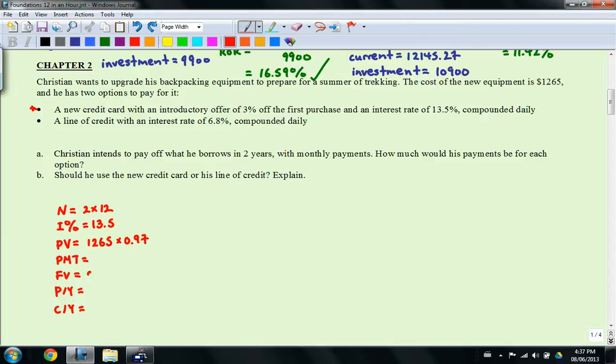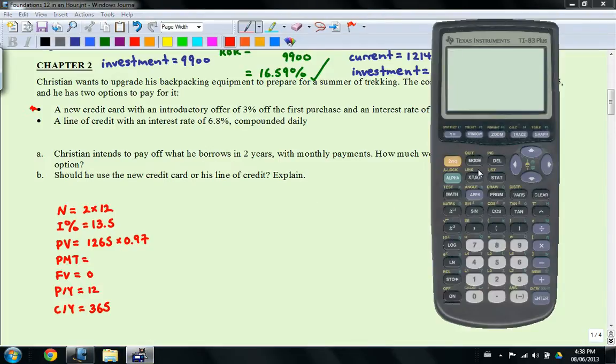The future value will be 0 because, of course, the intention is that he pays off everything. Number of payments per year will be 12, and the number of compounds per year will be 365 because it will be compounded daily. Okay, so we're going to go ahead and go to our TVM solver.